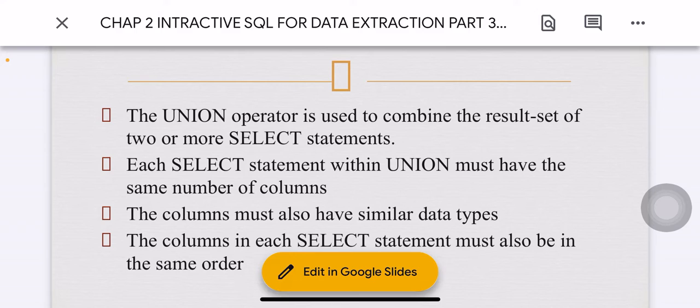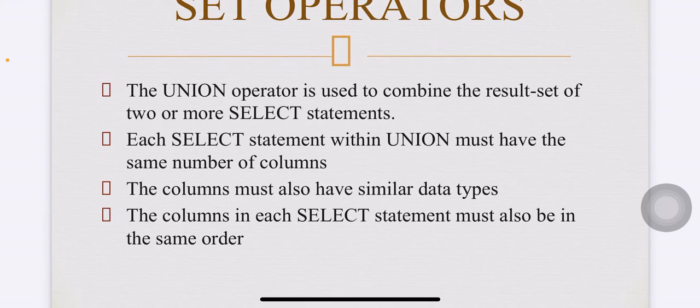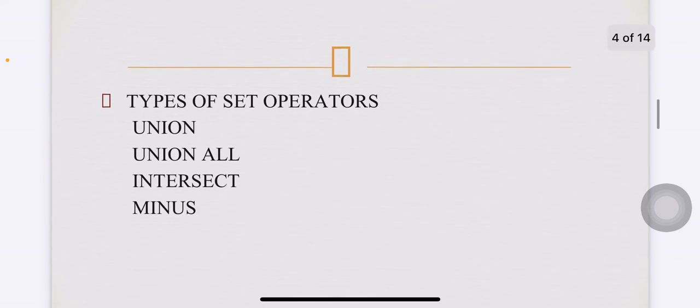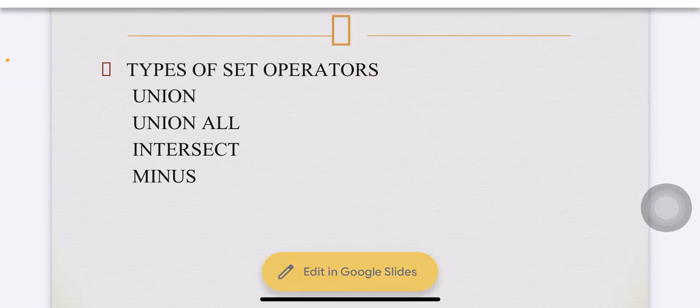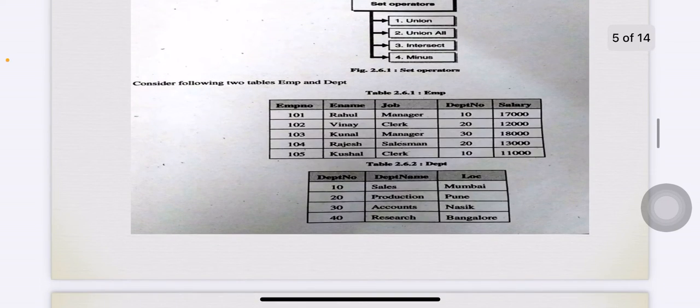The union operator is used to combine the result sets of two or more select statements. Each select statement within a union must have the same number of columns. The columns must also have similar data types. The columns in each select statement must also be in the same order. There are four types of operators: union, union all, intersect, and minus. Here we are going to take two tables, employee and department.